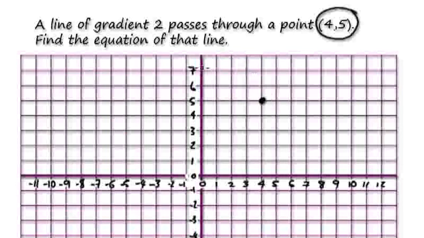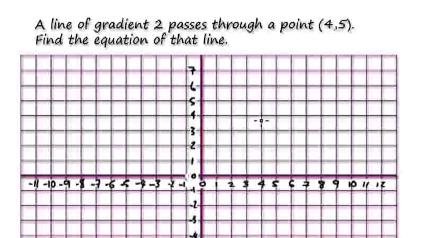The gradient is the steepness of a line. So when you say a gradient of 2, it means it has 2 up and 1 across. It has a steepness of 2, basically. So what it means is it passes through this point here, and it has a steepness of 2. So work out the equation for this line. Okay, so press pause and have a go.